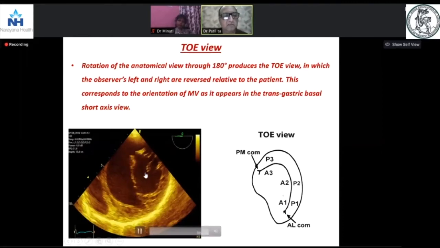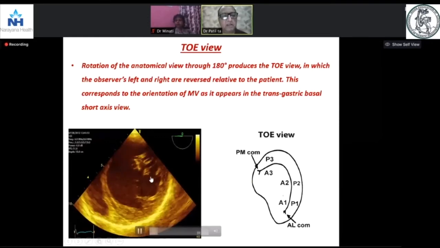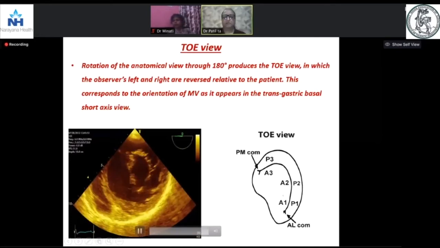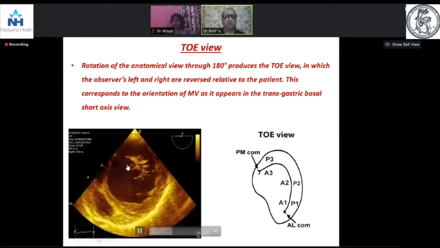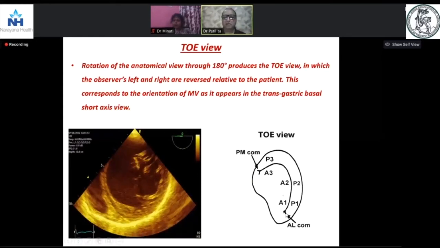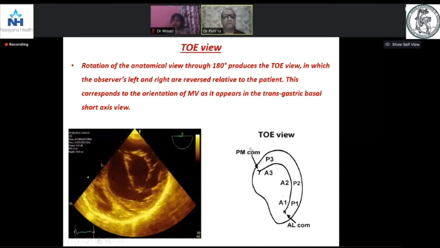The TOE view: now, rotating the anatomical view, when we advance the TOE probe into the gastric area, we come initially to the base of the heart. The ultrasound beam cuts across both the leaflets. That is, on the right side we have the posterior mitral leaflet, and on the left side we have the anterior mitral leaflet, with the anterolateral commissure, the A1 P1 down below, which is more anterior, and the A3 P3 segments, which are more posterior. This is the TOE view, what we have shown on the left side, and the diagrammatic representation is seen on the right side of the screen.